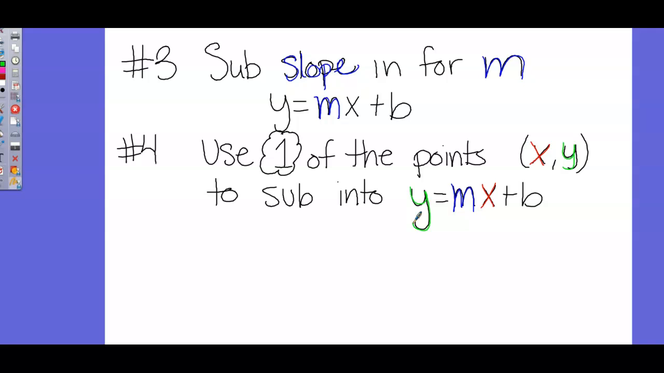So step 5, you're actually going to solve for b. So first of all, when you're solving for b, you're going to have to multiply your slope and your x-coordinate. Then whatever you get there, you're either going to add or subtract it, depending on if it's positive or negative, from the y to get b by itself.